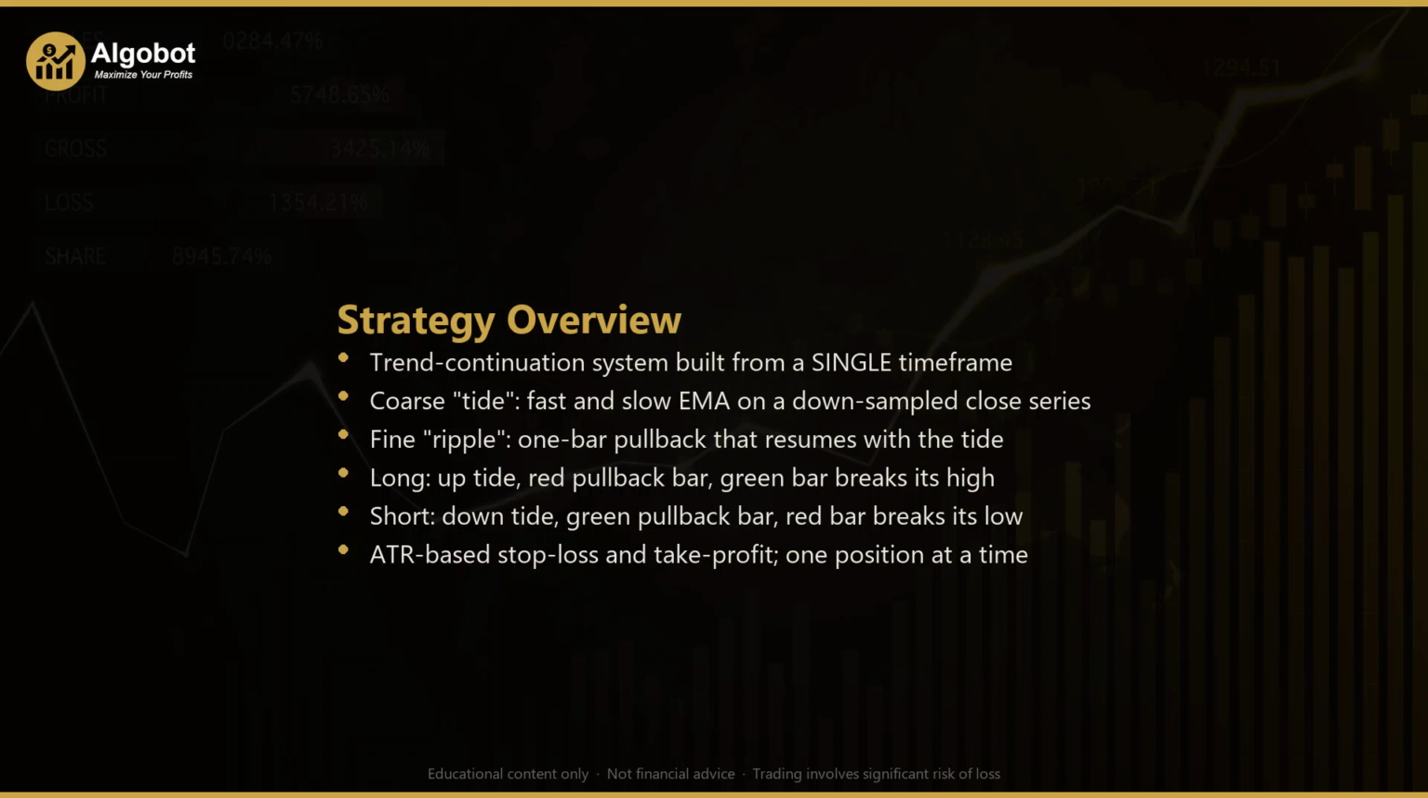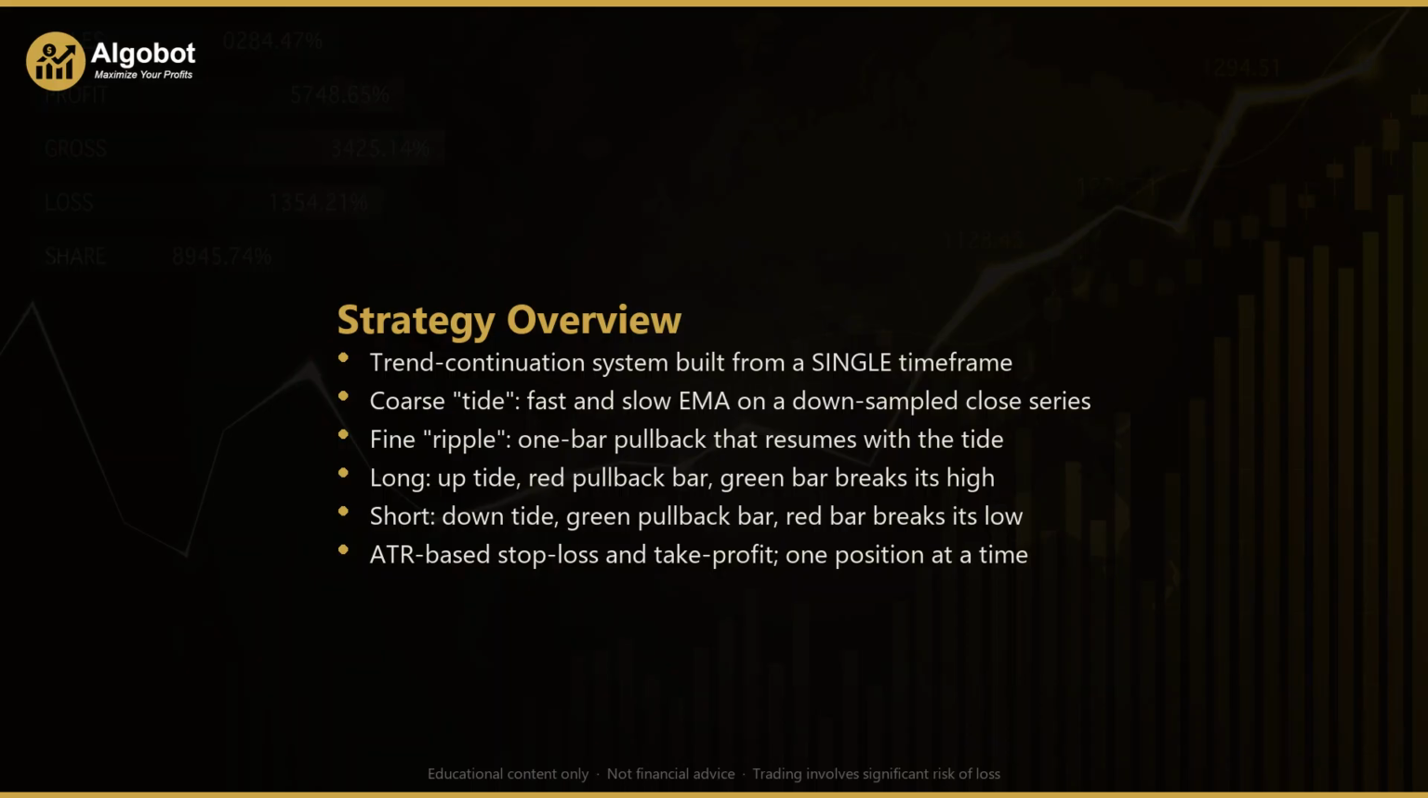The second scale is the ripple, the short-term entry timing on the actual bars of your chart. Here the strategy waits patiently for a one-bar pullback that pushes briefly against the tide, and then it looks for the very next bar to resume in the tide's direction. That pause-then-go behavior is a classic continuation pattern.